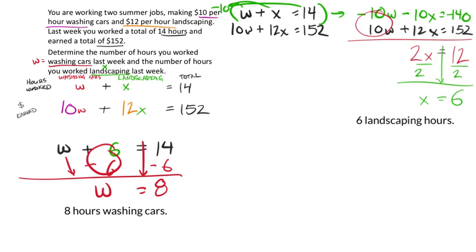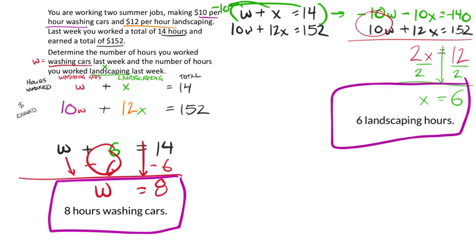That's it. That's all we got to do on this. Now, the last thing we should do, though, is just check at the end. So I'm saying, will the number of hours washing cars and landscaping be 14? Yeah, 8 plus 6 is 14. That's the easy one. Okay, well, what about $10 per hour washing cars, $12 per hour landscaping? So 10 times 8 is 80, 12 times 6 is 72, 80 plus 72 is 152. So both of these check off when we plug X in as 6 and 8 as W. So it means we have found the solution there.